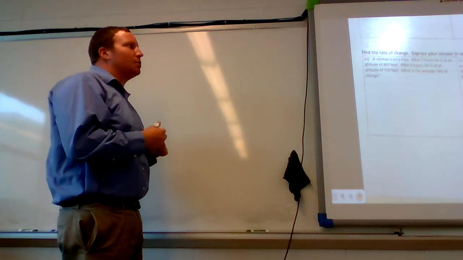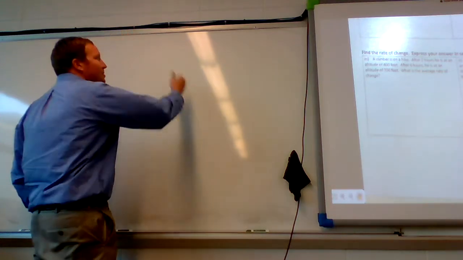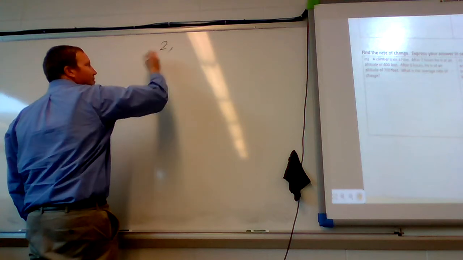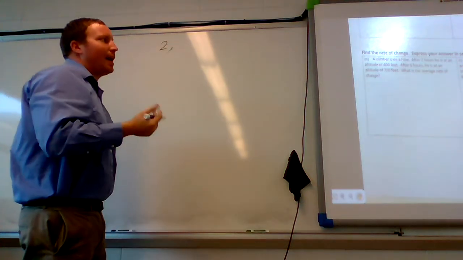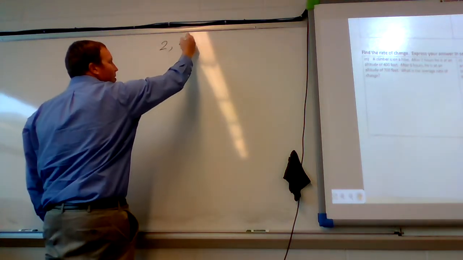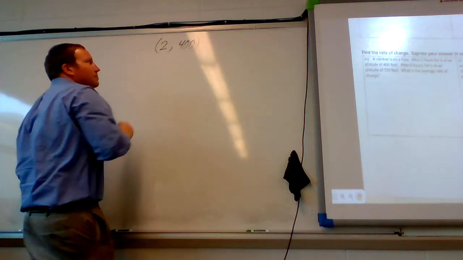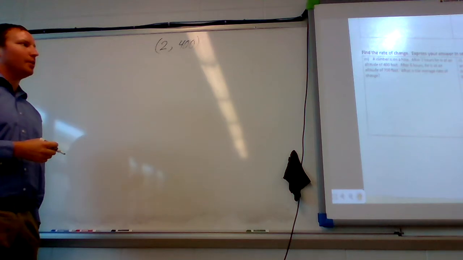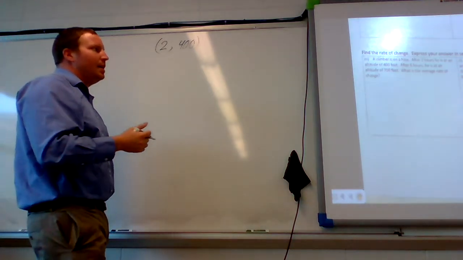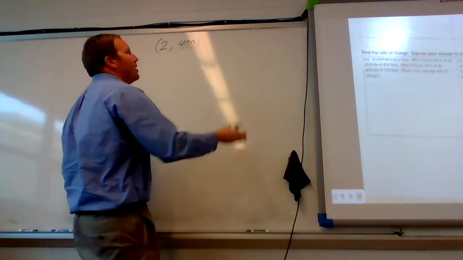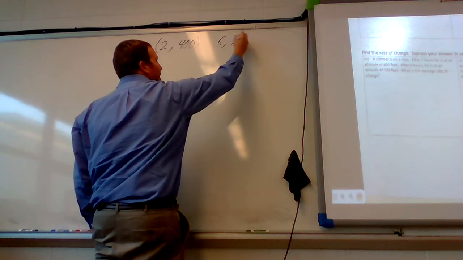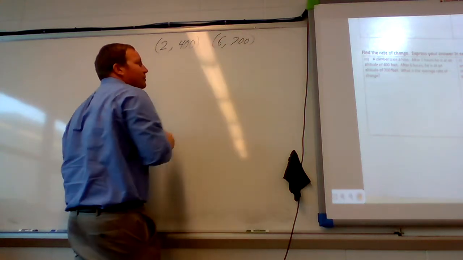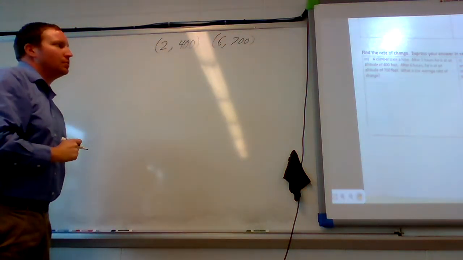After 2 hours, he is at an altitude of 400 feet. So he's climbed for 2 hours. Time is generally going to be our x-axis, and he is now at a height of 400 feet. So there's our first point. After 6 hours, he's now at an elevation of 700 feet.